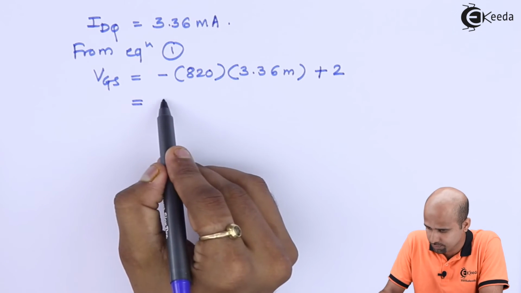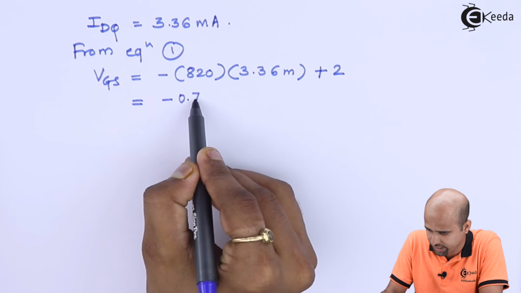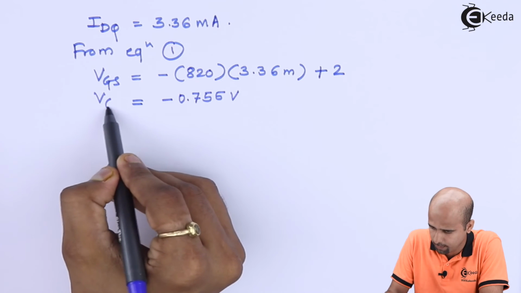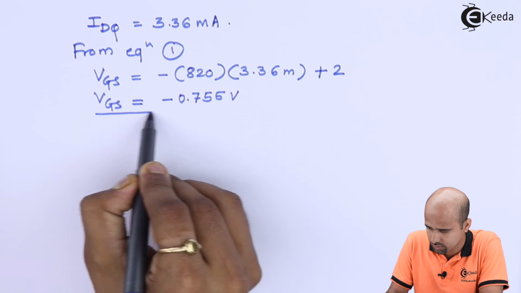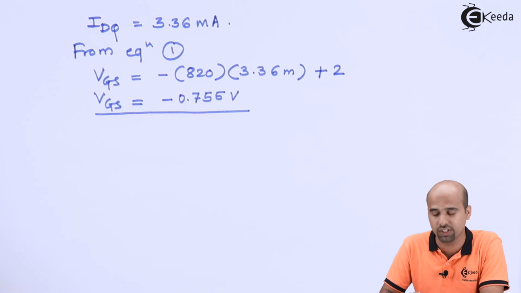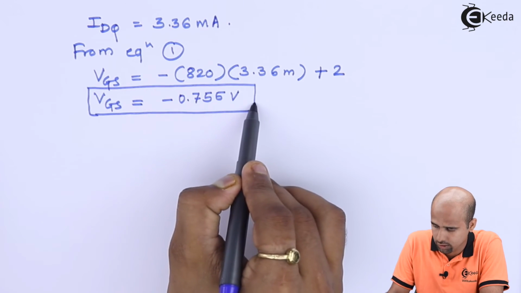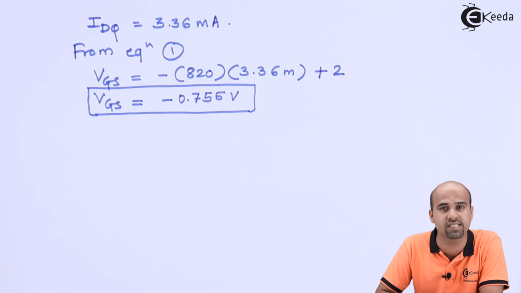VGS will become minus 0.755 volts. Now this VGS value I will put in the equation of GM, that is transconductance, such that we will proceed further for AC analysis.